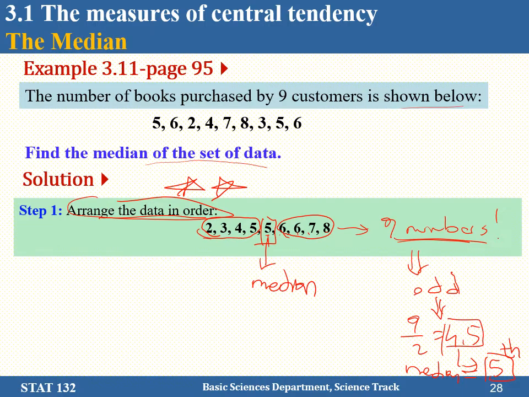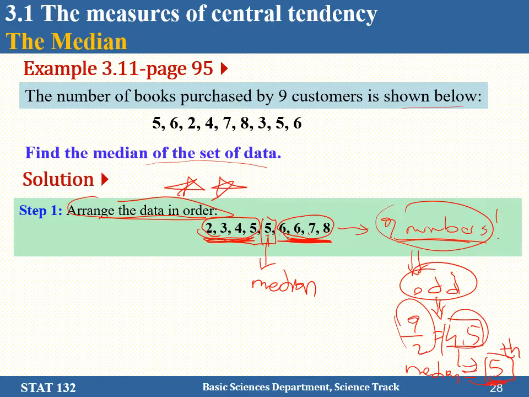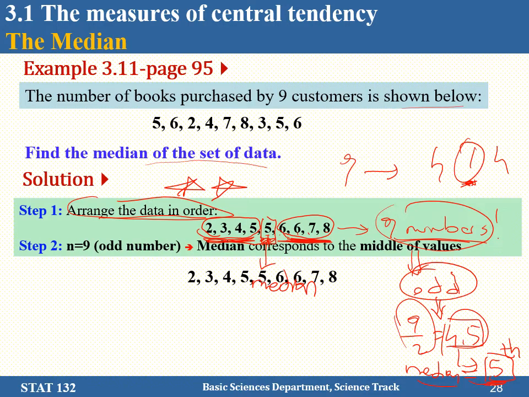Either you can use this equal parts definition, or you can directly say it's 9 numbers. This is odd, divide by 2, then round it up. Then the 5th number is your median. Or you can directly say 9. How can I make it like 4, 1? So in the middle, this number here is the median. So here it uses the equal parts. Of course, you can do it this way.